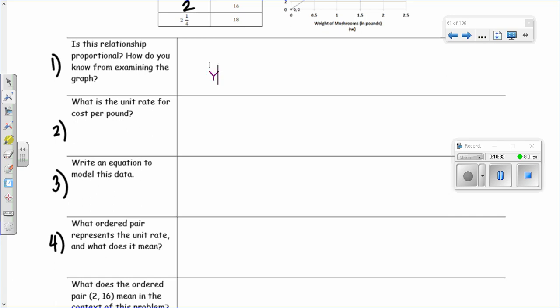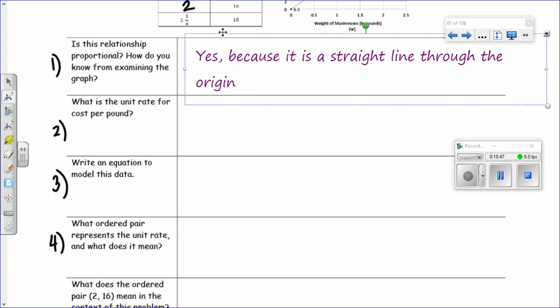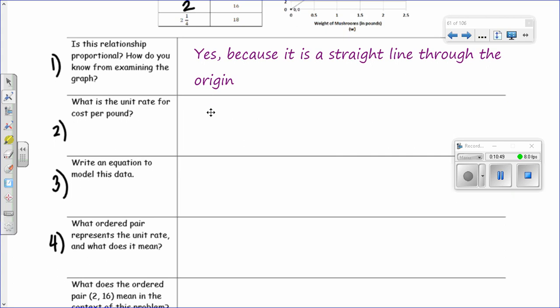Okay, for the first one, the answer is yes, because it is a straight line through the origin. You should be a pro at that by now. Okay, and then what is the unit rate, or what is the cost per pound? Please make sure you write it like this. It's okay, whatever you have. If you just have 8, that's fine, but write it like this.